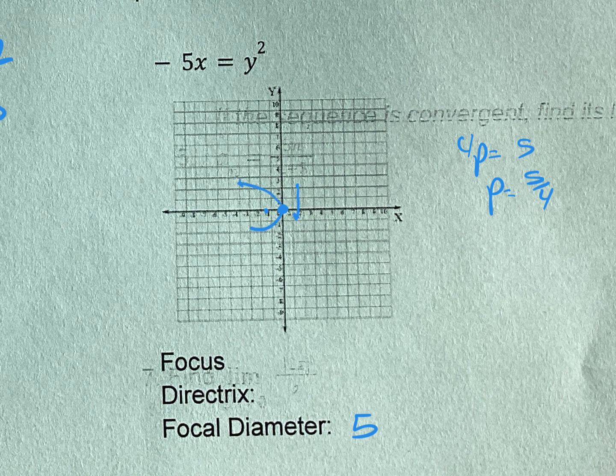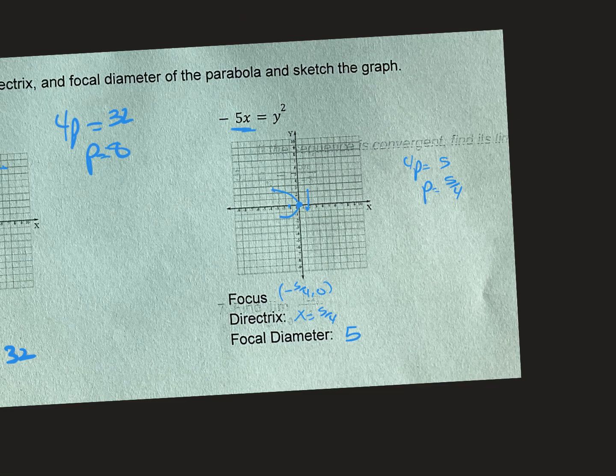My directrix is back here. So my focus is the point negative 5/4, 0. And the directrix is not y equals, but x equals positive 5/4. And again, the focus has to be inside. I went left because it was negative right there. If it had been positive 5, obviously we would have gone to the right.